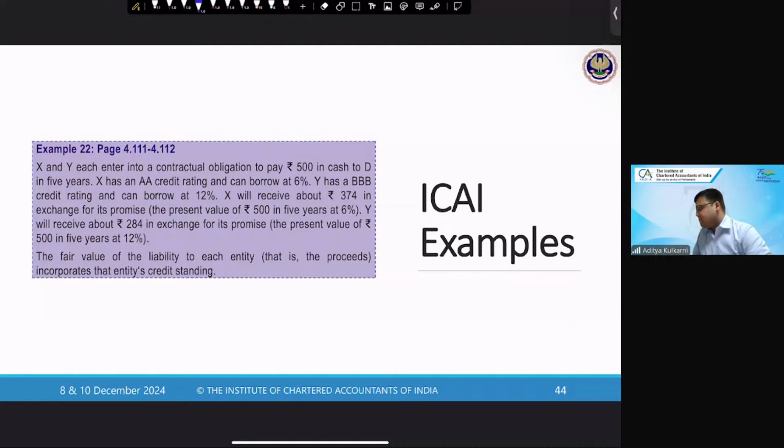X and Y each enter into a contractual obligation to pay 500 in cash to D in 5 years. X has a AA credit rating and can borrow at 6%. Y has a BBB credit rating and can borrow at 12%. X will receive about 374.